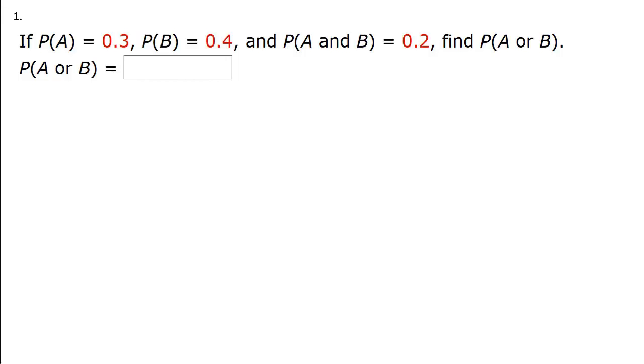Let's look at the review exercises for Chapter 3. Number 1, if the probability of A is 0.3, the probability of B is 0.4, and the probability of A and B is 0.2, find the probability of A or B.